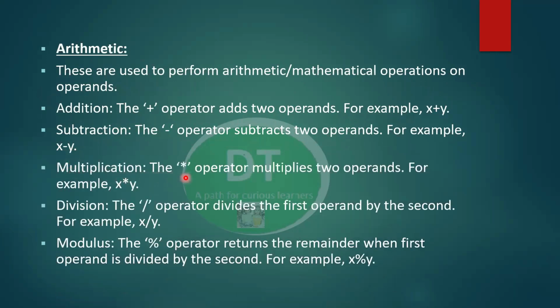Multiplication. The multiplication operator multiplies two operands, for example, x into y. Division. The division operator divides the first operand by the second, for example, x divided by y. Modulus. The modulus operator returns the remainder when the first operand is divided by the second, for example, x modulus y.